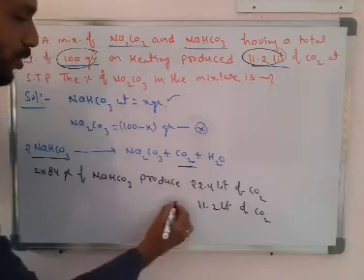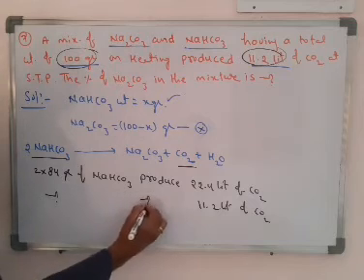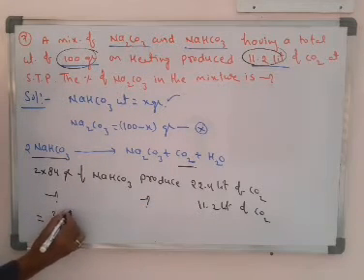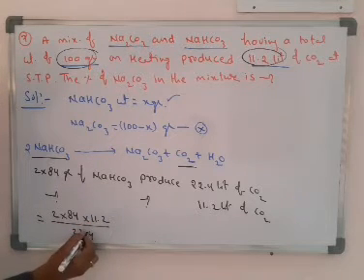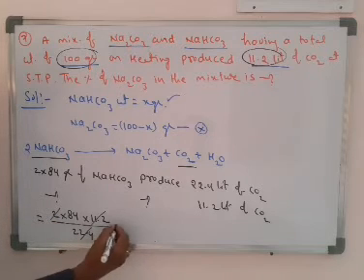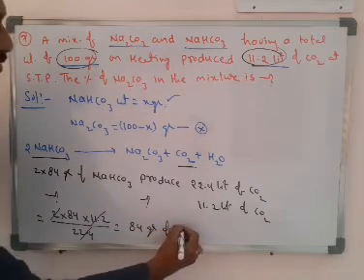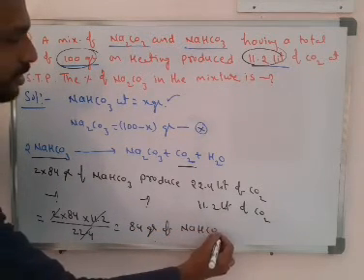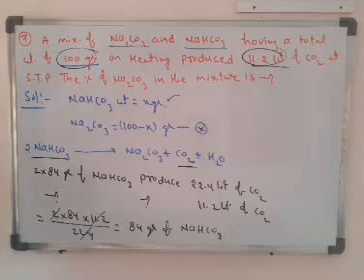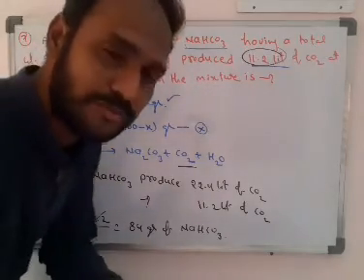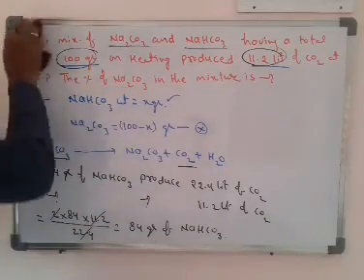11.2 liters of CO2 is produced by how much sodium hydrogen carbonate? Here we get 84. The 4 and 2 cancel, so we get 84 grams. 84 grams of sodium hydrogen carbonate is present. So in the mixture, in the 100 grams, 84 grams of sodium hydrogen carbonate is present. Then what we actually have to find in the problem is the Na2CO3.